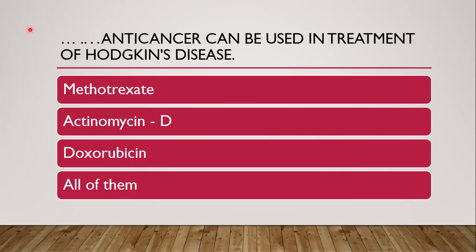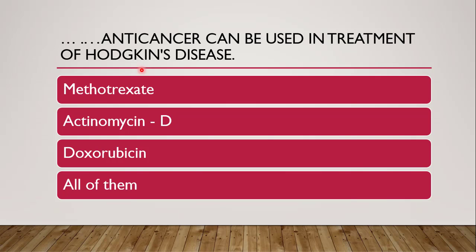Next question is, which anticancer can be used in treatment of Hodgkin's disease? As we all know, in initial part 1 we have discussed what Hodgkin's disease is. It is also known as Hodgkin's lymphoma, which originates in the lymphatic system. It is generally a WBC cancer, meaning it will target WBCs, specifically lymphocytes, and it's a blood cancer which starts in the lymphatic system.